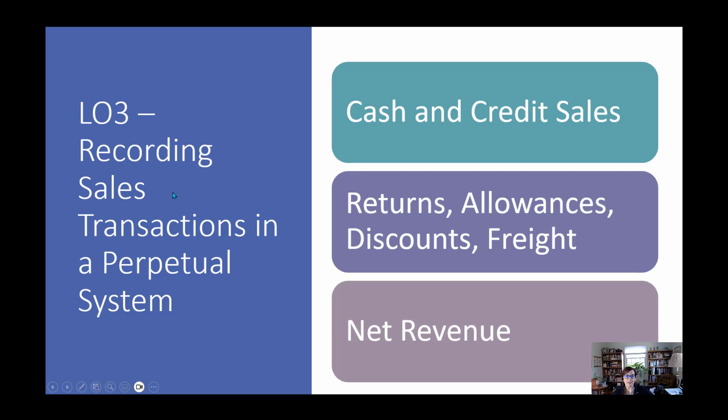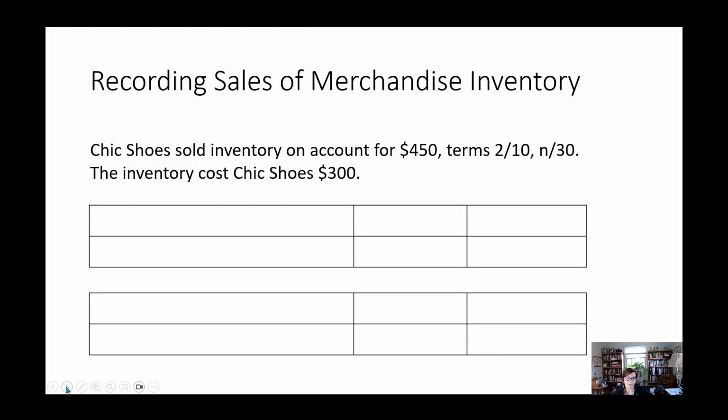Now let's take a look at recording sales in a perpetual system as promised. We're going to look at cash and credit sales, returns, allowances, discounts, and freight again, and net revenue. This probably sounds familiar because it's the mirror image. It's the same thing we looked at from the other party's perspective, from the seller's perspective.